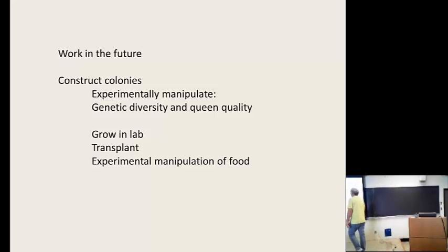Okay. So that's actually leading us to the future, which is what we're going to make use of, the ability to form colonies with directed matings. We're going to construct these colonies, and then experimentally, as we construct the colonies, we can manipulate genetic diversity and queen quality. And then we grow them in the lab until they get to a point where we can feel good about transplanting them back out into nature, and then we're going to measure them for whatever years.